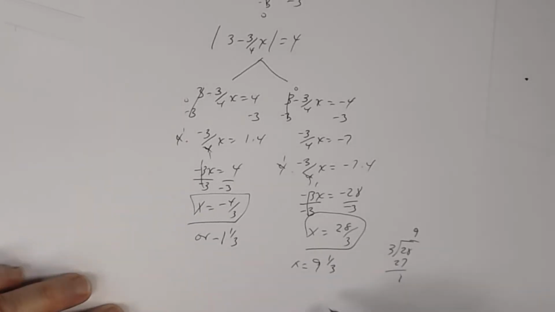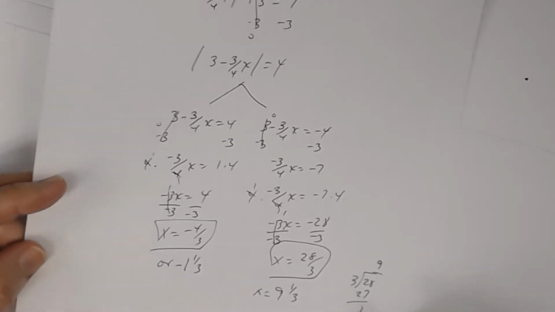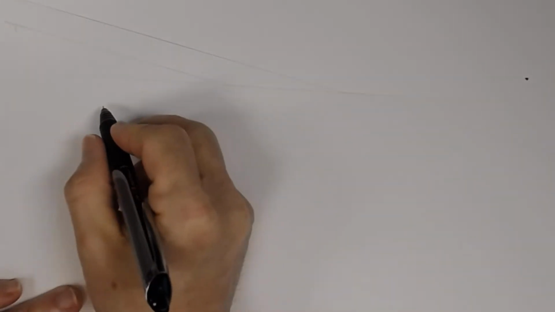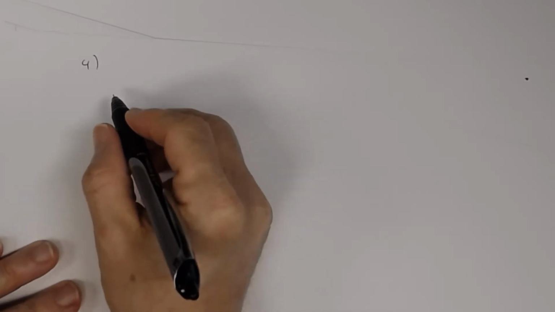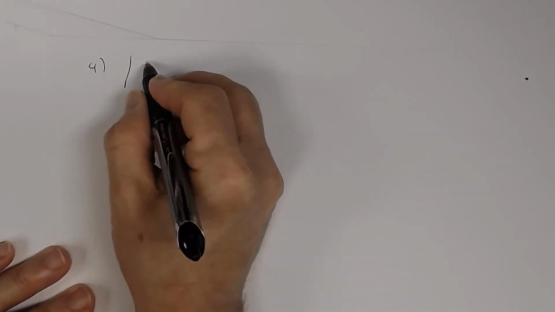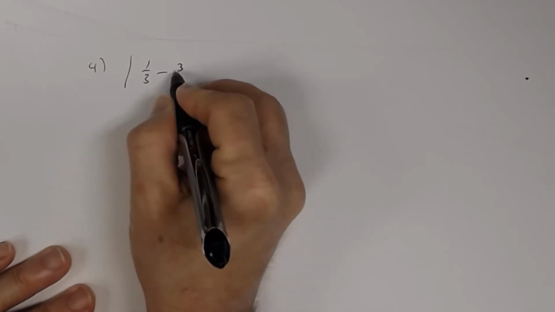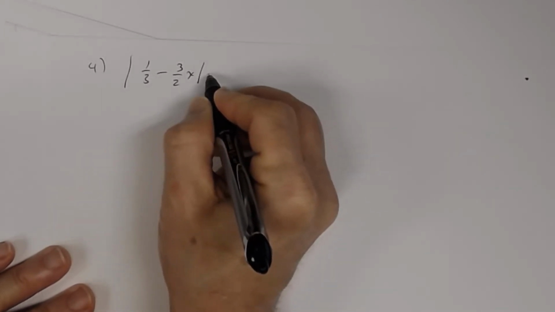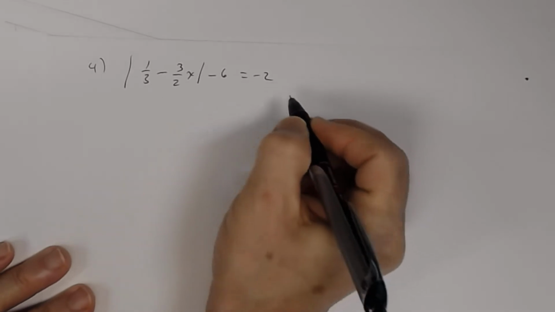Okay? So either one of those is fine. All right, let's do one more, and this one's going to have a fraction in it. So this is number 4. Number 4, we have the absolute value of 1/3 minus 3/2 x minus 6 equals a negative 2.